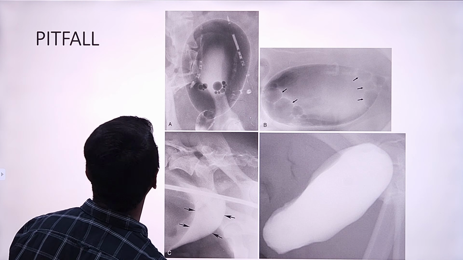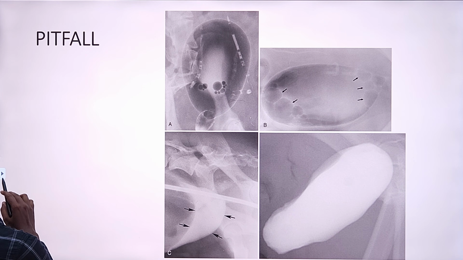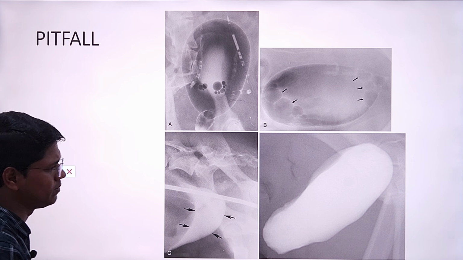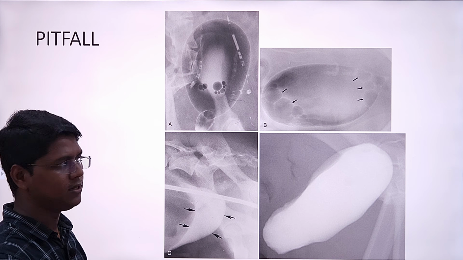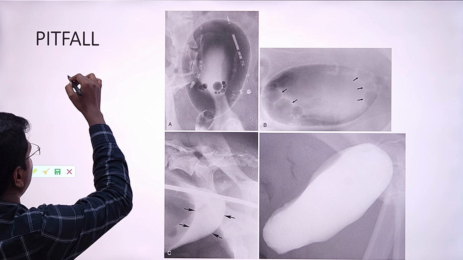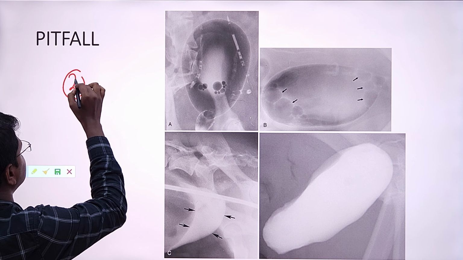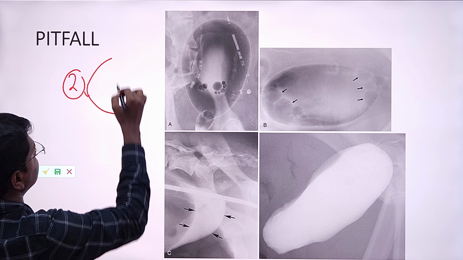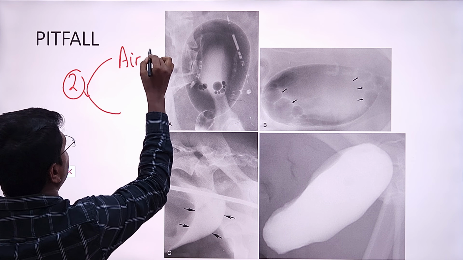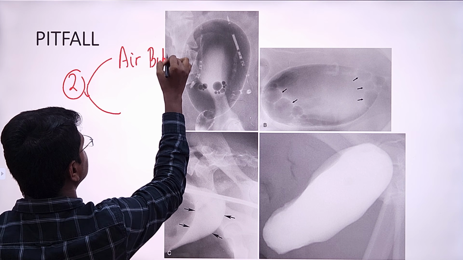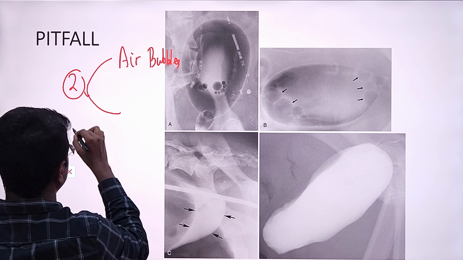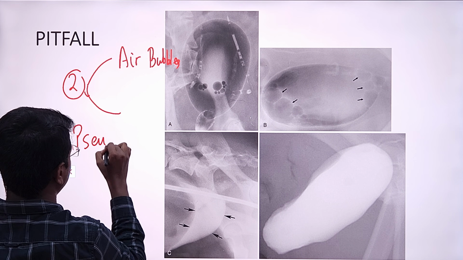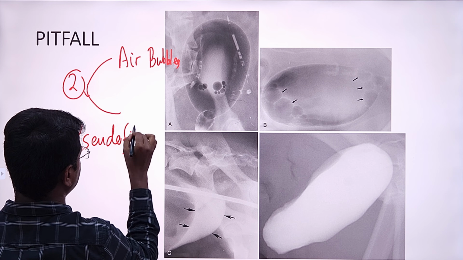Okay. Next, some disadvantages, or you can say downfalls, of this cystography. There are two types of pitfall or artifact, you can say. First one is air bubbles. The second one is pseudo filling defect.